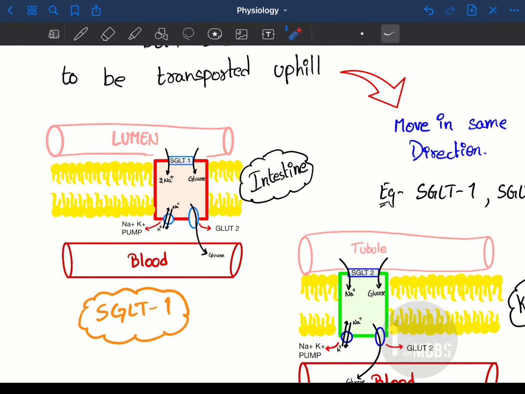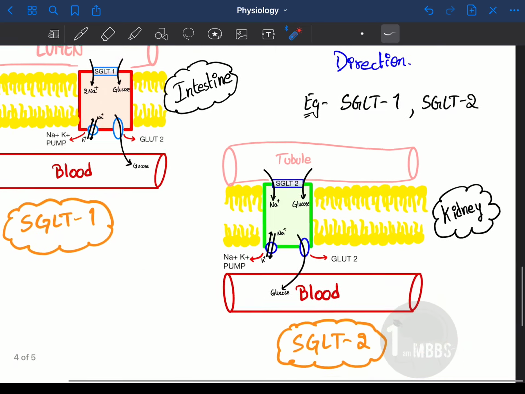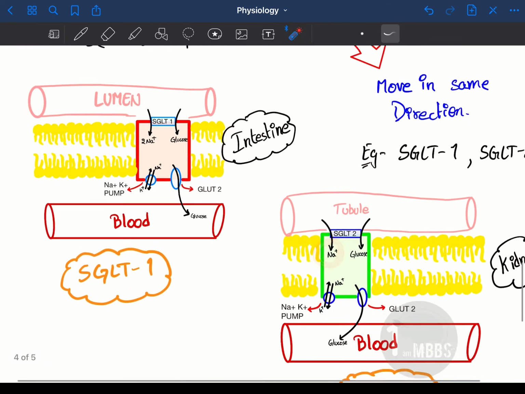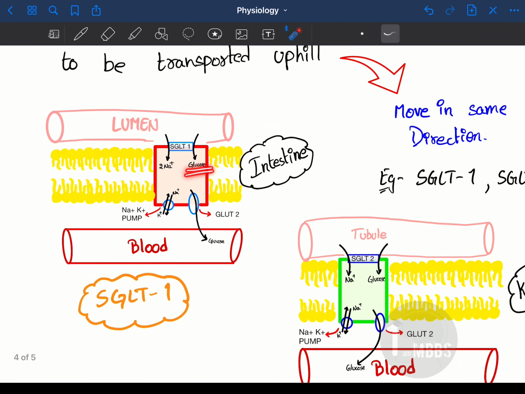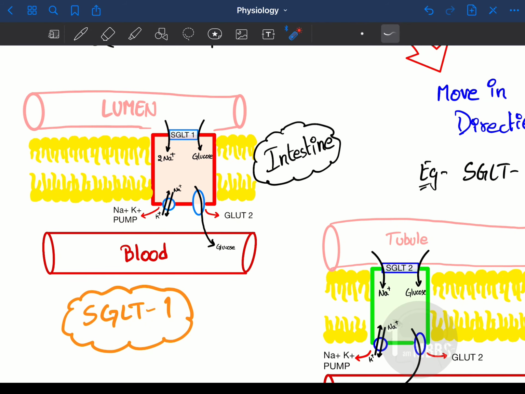SGLT1. Now here we can look at 2 Na+ and the glucose molecule, where Na+ is the driving ion and glucose is the ion which is driven. Driving ion, driven ion. It provides energy to drive the driven ion. Here in SGLT1, two Na+ are transported, whereas in SGLT2 only one Na+ is transported, and glucose is transported obviously.